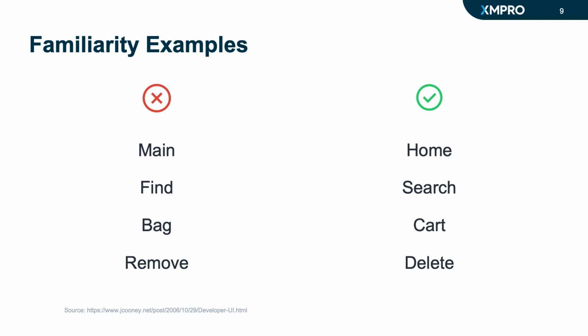One way to add familiarity is by using commonly accepted terms. Things like home, search, cart, delete, and cancel. Words like main, find, or remove have a similar meaning in the literal sense, but they're just not commonly used in interfaces, and those uncommon terms might add confusion to the user experience.